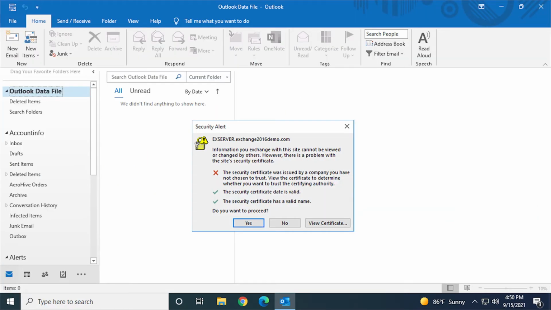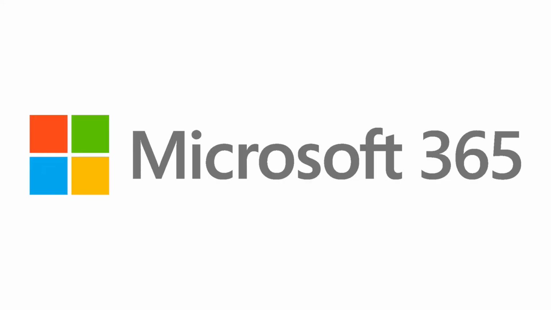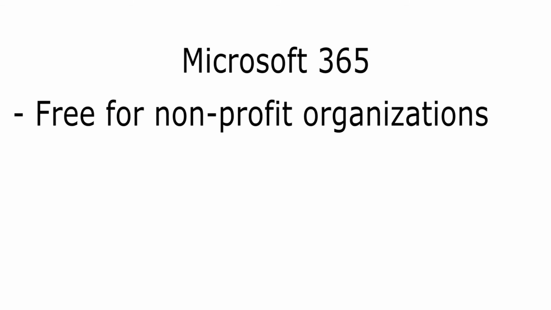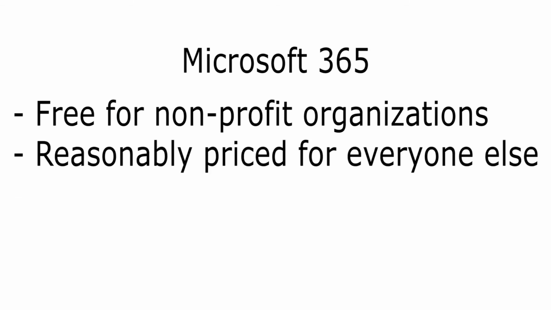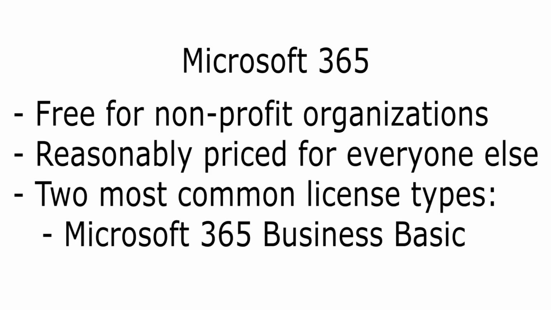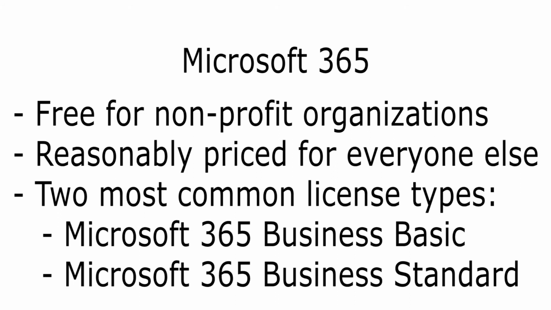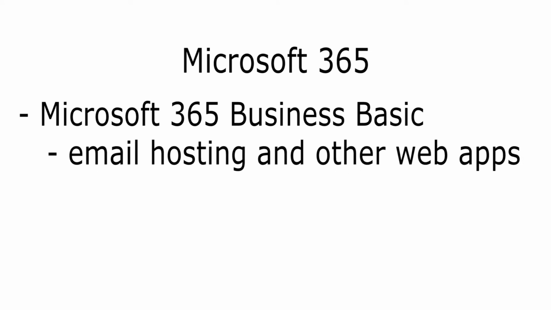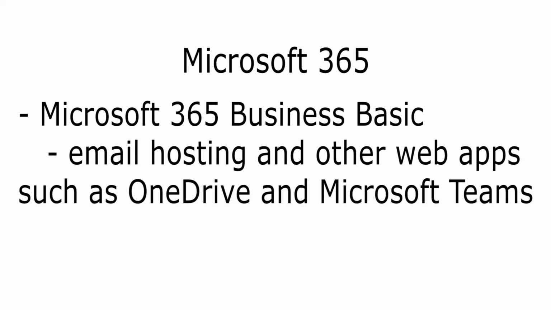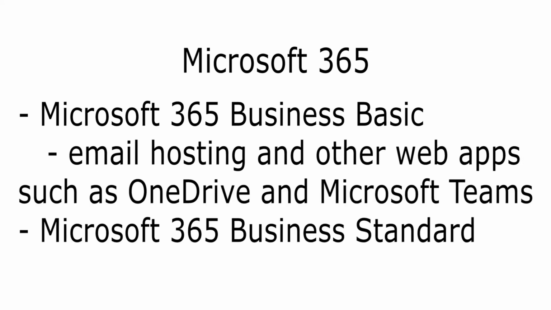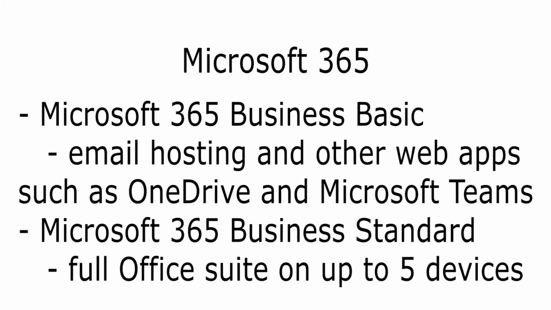Now we're going to dive a little deeper into Microsoft 365 as it's quickly becoming the most common mail host as it's free for nonprofit organizations and reasonably priced for everyone else. The two most common license types are Microsoft 365 Business Basic and Microsoft 365 Business Standard. Basic is just for email hosting and other web apps such as OneDrive and Microsoft Teams, while Standard allows the users to install the full Office suite on up to 5 devices.